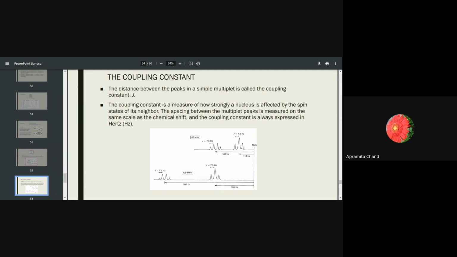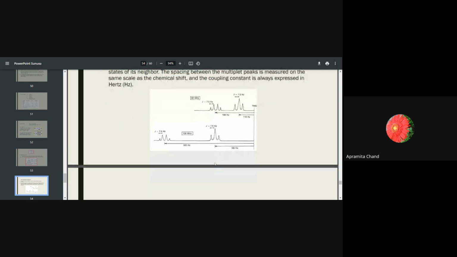Now, what does the coupling constant signify? It means how strongly a nucleus will be affected by the spin states of the neighbor. It is a measure of how the nucleus is affected by the spin state of the neighbor. And the spacing between the multiplet peaks is also measured on the same scale as the chemical shift. So the coupling constant is always expressed in hertz.